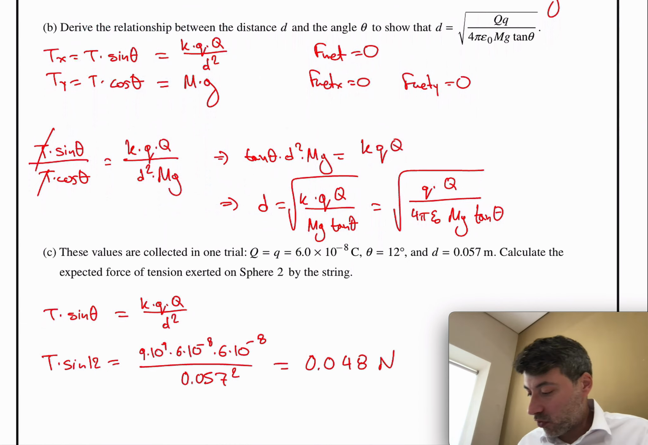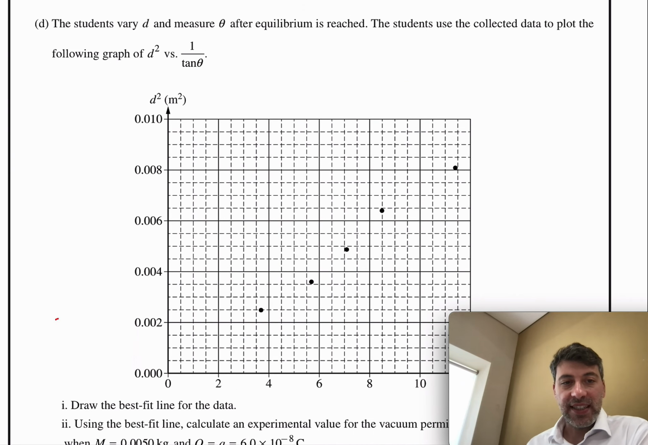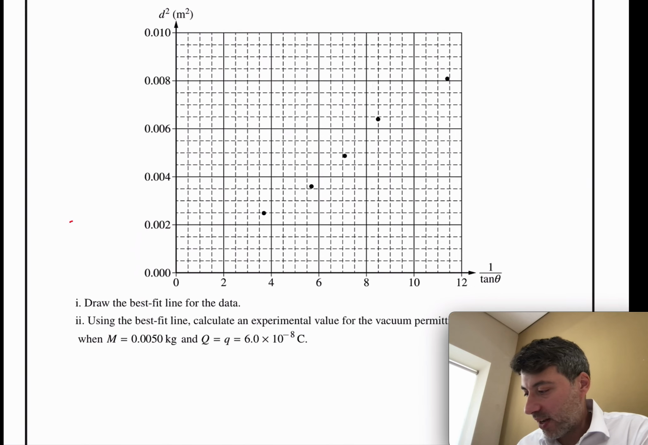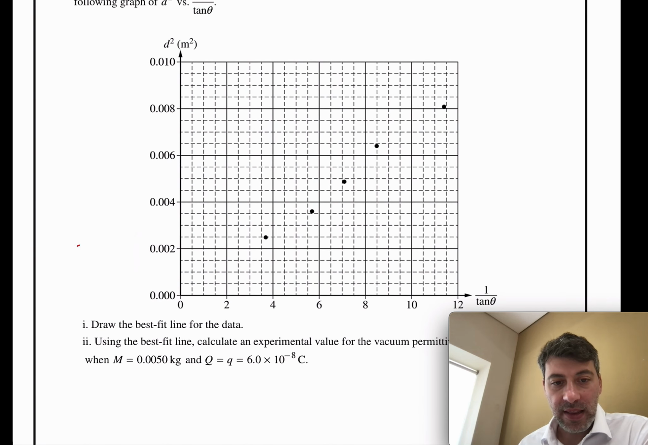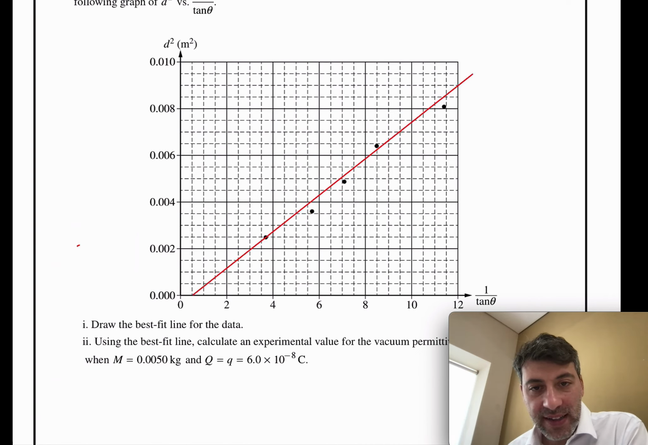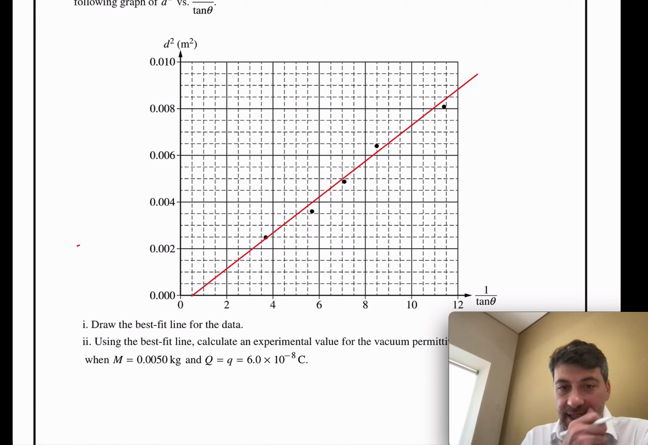And we continue to part D, where we see a graph of distance to the power of 2 and 1 over tangent of theta. And the first part will be to draw the best fit line. So we'll take our ruler and we'll try to connect these points, but we need some points passing above this line and some points below the line, so approximately this is the best fit line.